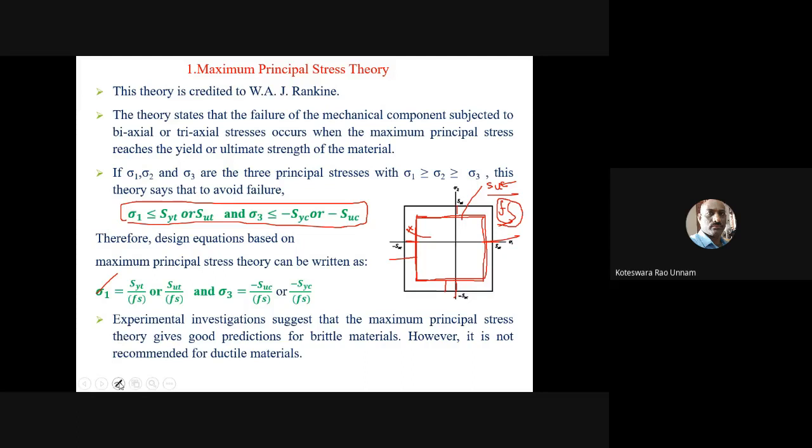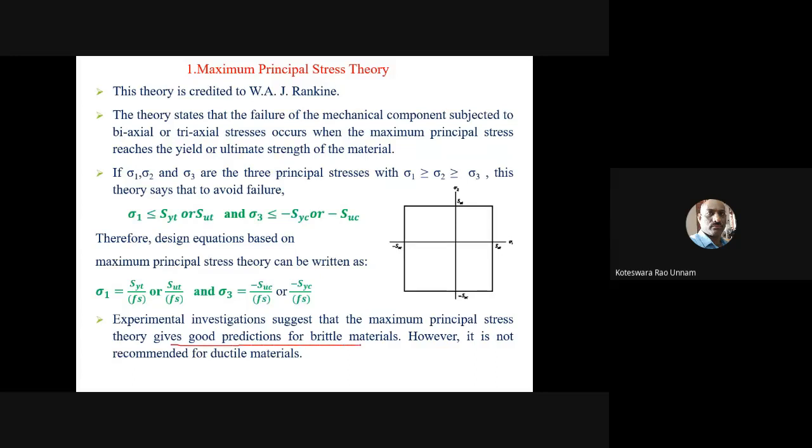Okay, so this is how we can discuss the Rankine theory or maximum normal stress theory. But the only important point you need to remember is this theory will predict good results only in case of brittle materials. So you cannot use this one for ductile materials. Then if I cannot use this theory for ductile materials, what theory do I need to follow for ductile materials? That we'll see in the next slide.